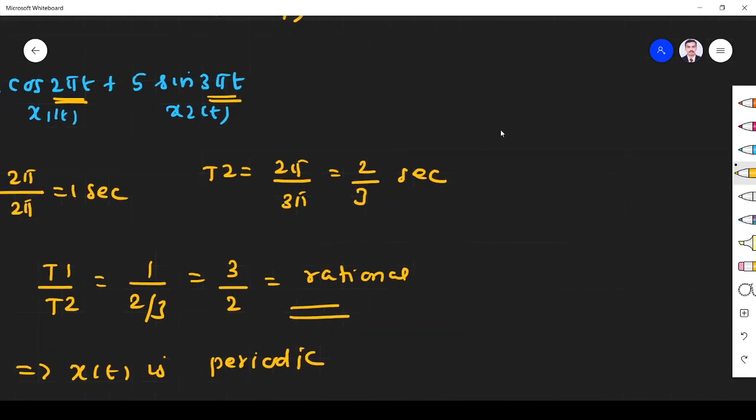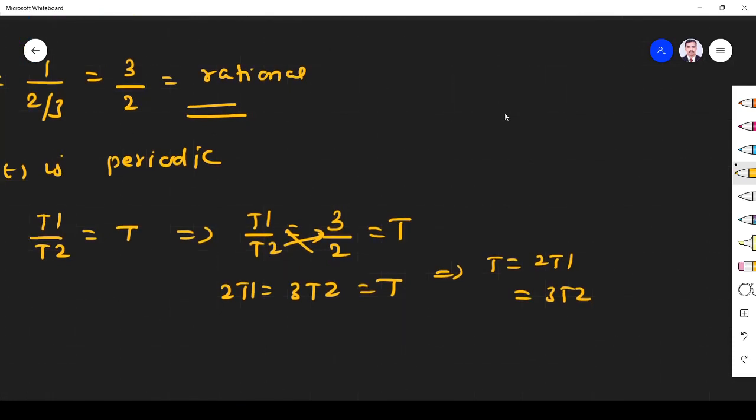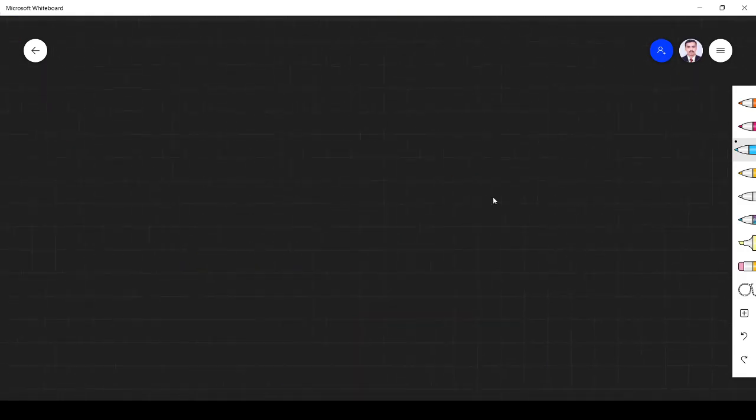What is T1? T1 is 1 second. T2 is 2 by 3. If you substitute any value, you will get the same answer. T1 is equal to 1 second means 2 into 1, 2. T2 is 2 by 3, so it is also equal to 2. So it should be like this, then only our problem is right, otherwise it is wrong. So what is the fundamental period? T is equal to 2 seconds. It is periodic with fundamental period 2 seconds. Okay, this is the first question.